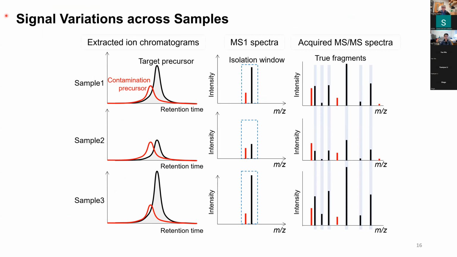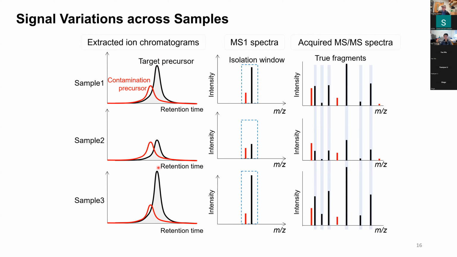So the idea behind this is trying to look for the signal variation across samples. So here we can see, we have 3 samples, and the target precursor ion exists in all these 3. And because of the analytical and biological variation, the intensity of this metabolite, or the intensity of the target precursor ion, might be high in sample 1, but low in sample 2. You have this kind of fluctuation.